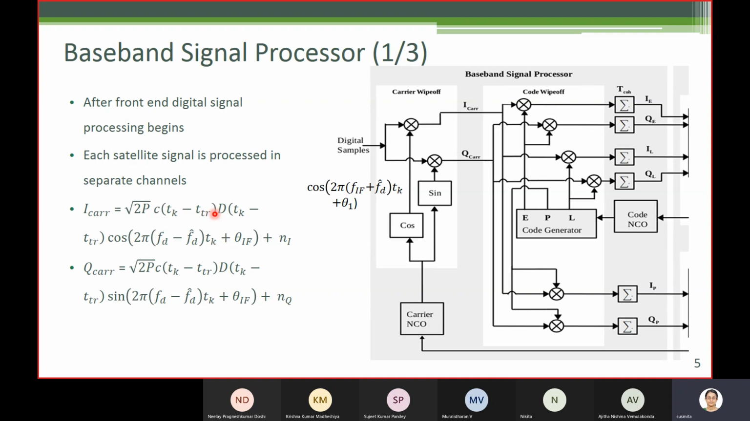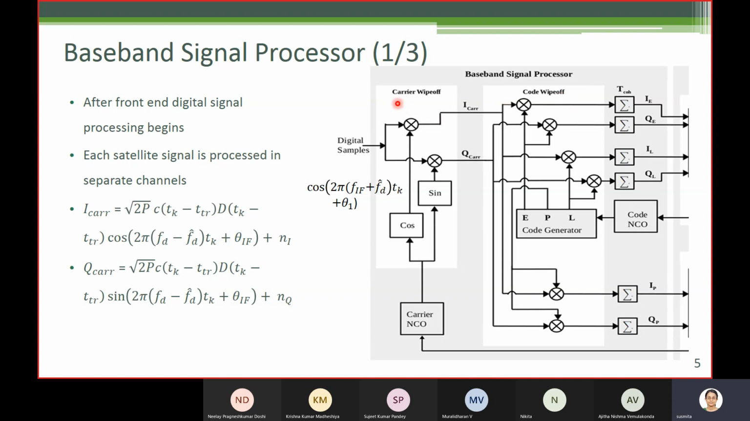So after multiplying C hat, when prompt is perfectly aligned with the incoming, you actually remove this C term, because plus 1 times plus 1 gives you plus 1, and minus 1 times minus 1 will also give you plus 1. So by multiplying the prompt code samples, when it is perfectly aligned with the incoming, you actually remove the code by doing this operation. This is why this phase is called code wipe-off, because you are stripping off the code.